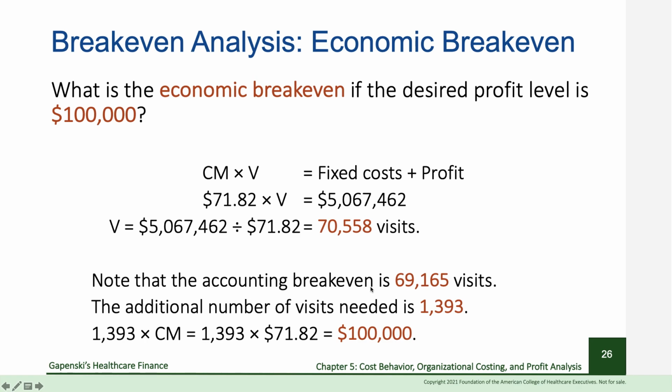Note that the accounting break-even is 69,165 visits. So the additional number of visits that we need to make some profit is 1,393. And the 1,393 multiplied by the contribution margin gives you $100,000, which is the profit that we make. But the more important number here is 1,393, which is saying that if you want to make some profit on top of covering all your fixed costs, you need to get another approximately 1,400 visits for Atlanta Clinic.